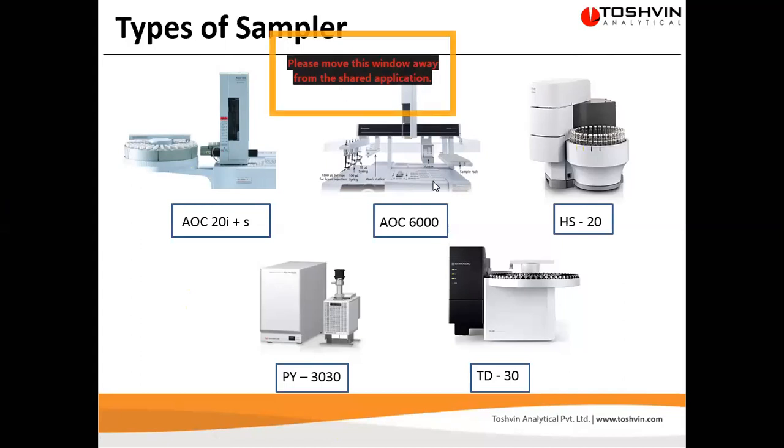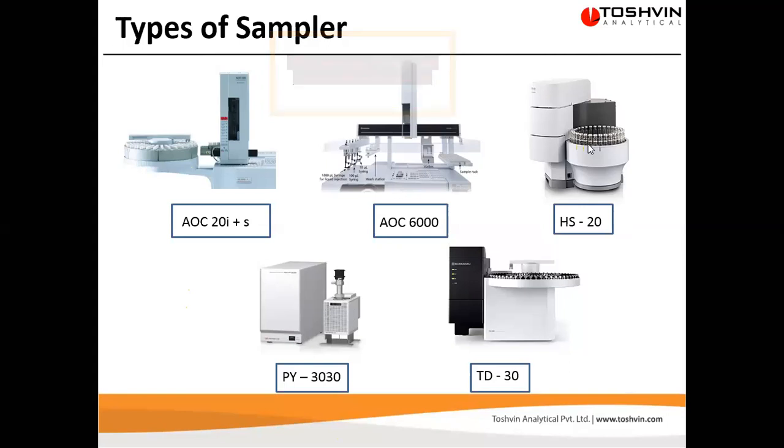Next is AOC 6000. We call this a multifunctional autosampler because you can do liquid injection, headspace injection, and SPME, solid phase micro extraction, as well in this AOC 6000. Again, HS20, this is our headspace accessory. Headspace, the model name is HS20. I'll explain in brief how it works in my next slide.